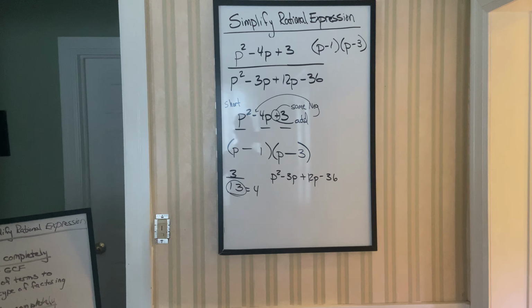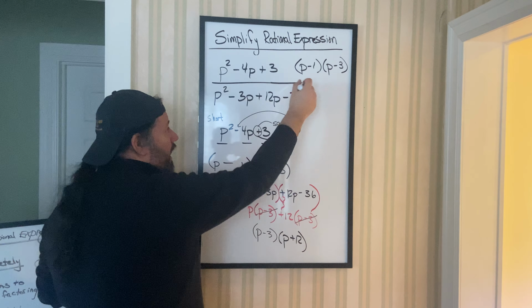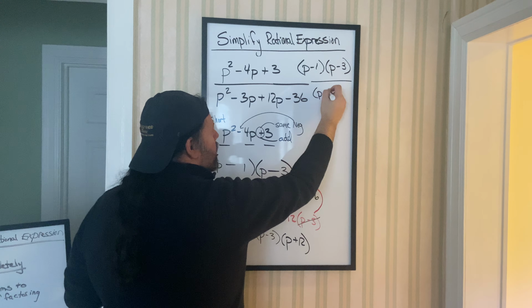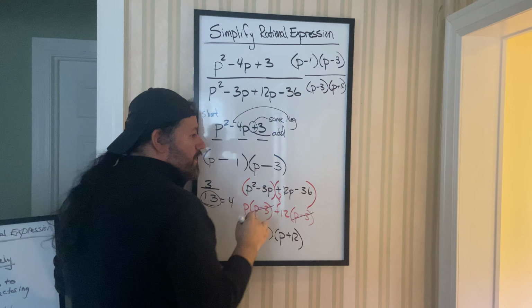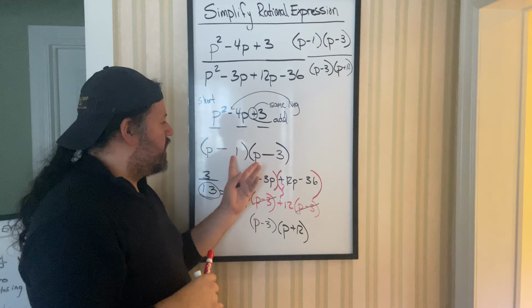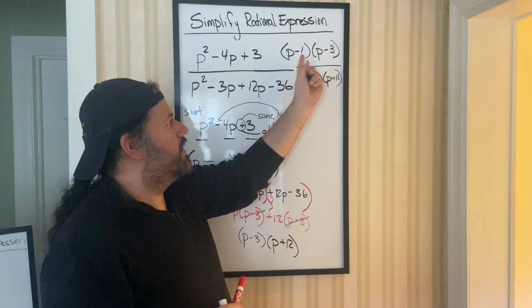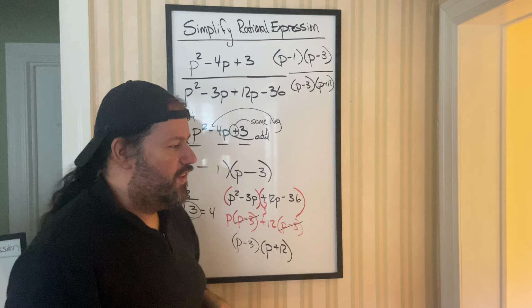Because these match identically, we're going to take them out as just one set. The GCF here and here will make up the other set of parentheses. So the bottom breaks down as p minus 3 and p plus 12. So we factor out the top, and we got these 2 parentheses. We factor out the bottom, we got these 2 parentheses. So we have 1, 2, 3, 4 factors.